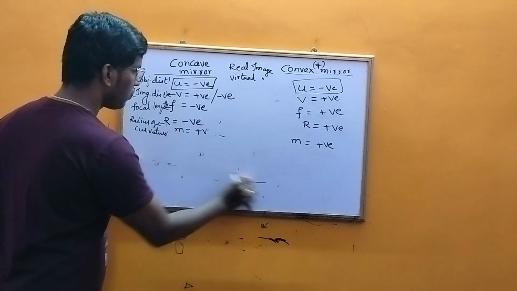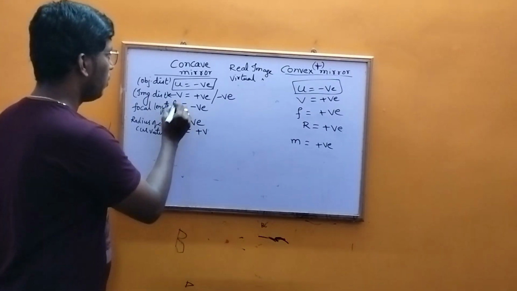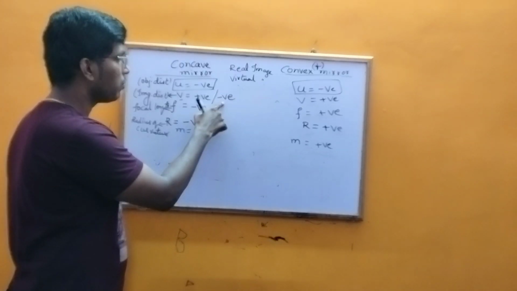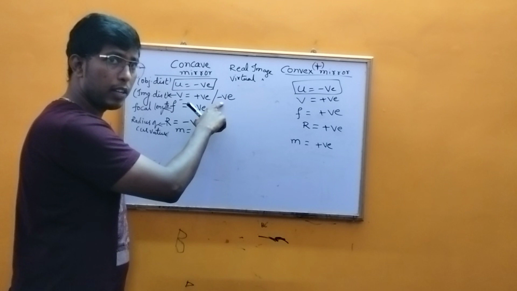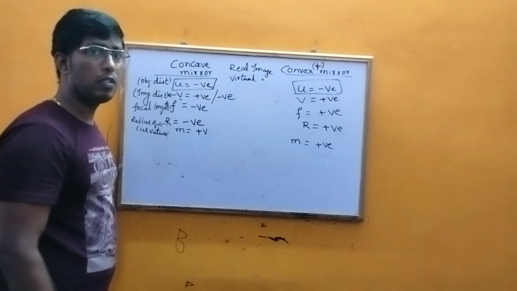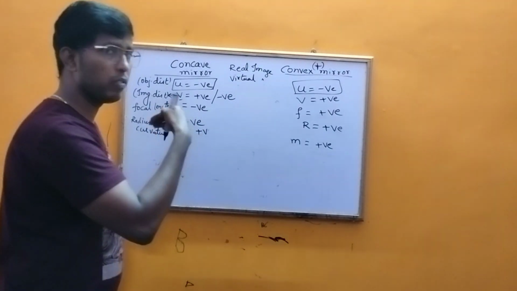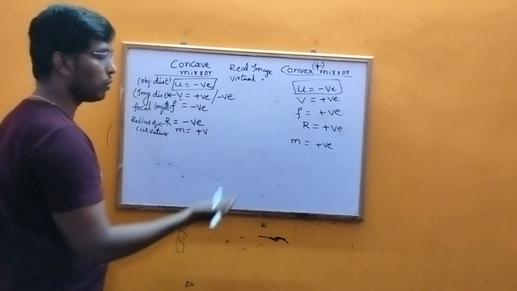So u is minus for both the mirrors. The v value, image distance, is plus or minus. When do we get plus? When we get virtual images. When do we use the negative value? When the image is real. And what about focal length? Focal length is always negative because it is towards the right side, opposite to the mirror.